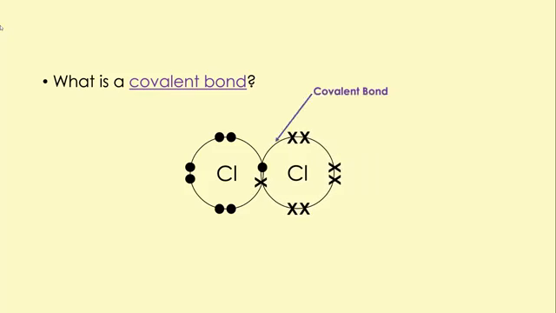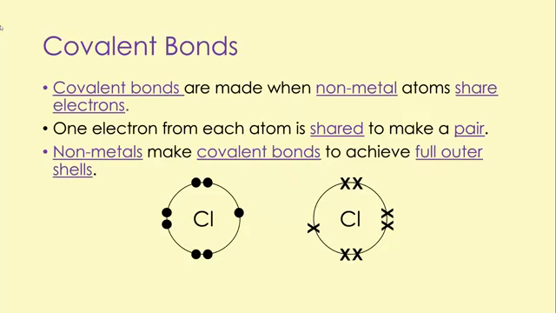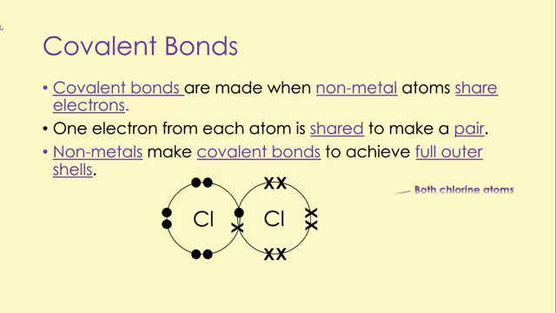So those overlap. Although I'm giving you this diagram, I feel like the overlap between the 2 chlorine atoms should be bigger, so it should look a bit more like a traditional Venn diagram. The pair of shared electrons that are being shared between the 2 chlorine atoms are the covalent bond. Covalent bonds are made when non-metal atoms share their electrons, and 1 electron from each atom is shared to make a pair. This is done, as I said before, to make the full outer shell.